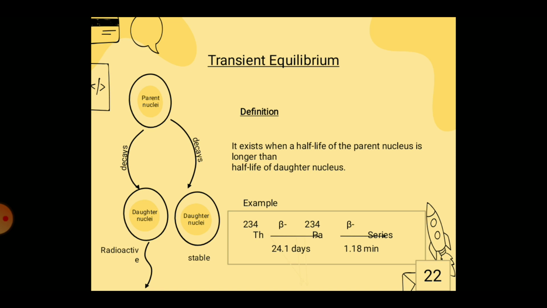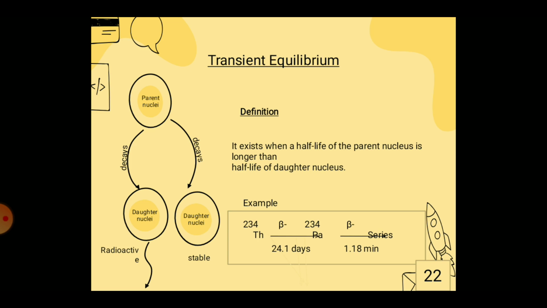Now, the main topic is transient equilibrium. Transient equilibrium exists when the half-life of the parent nucleus is longer than the half-life of the daughter nucleus. Here is an example. Here we can see that thorium with a mass of 234 is undergoing disintegration to produce barium 234.